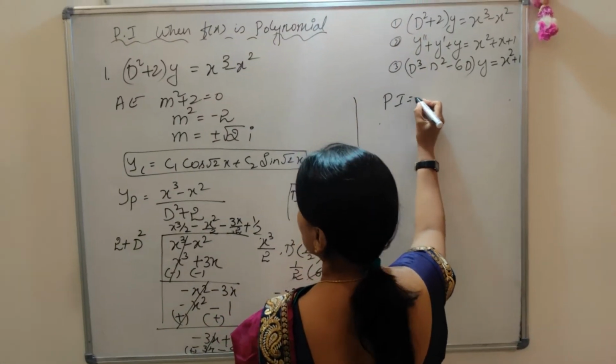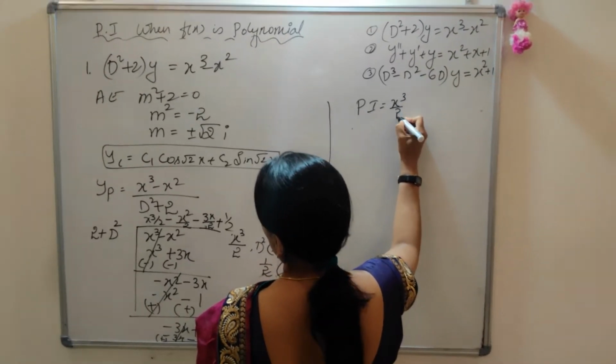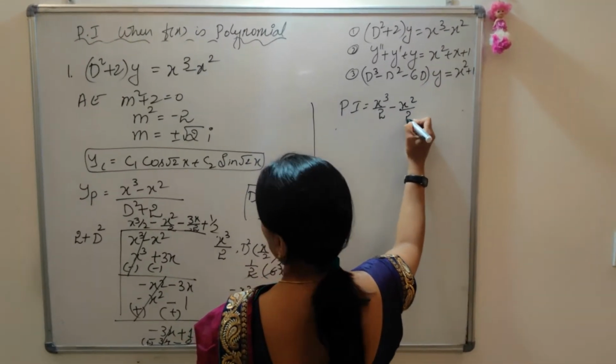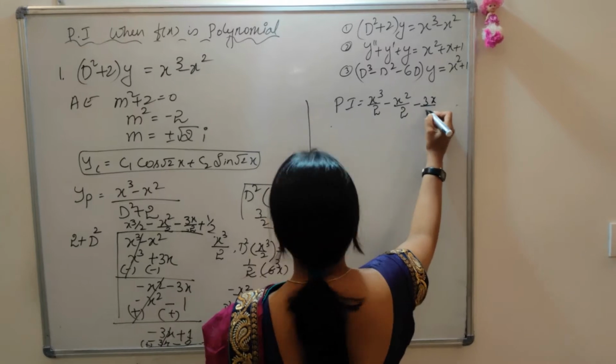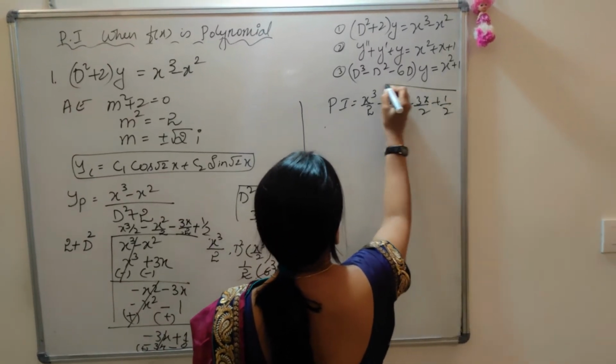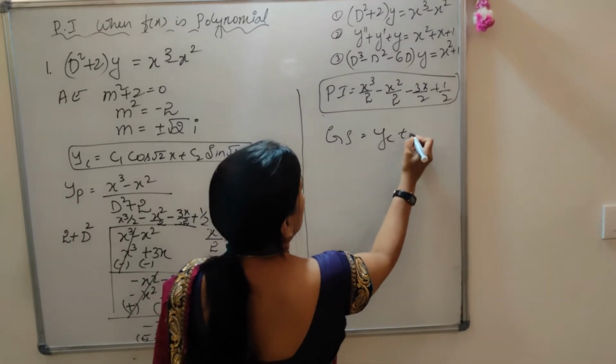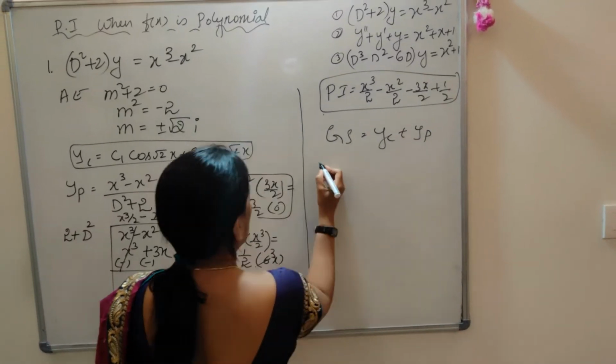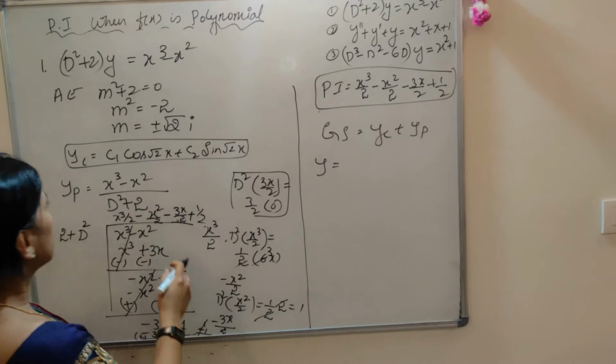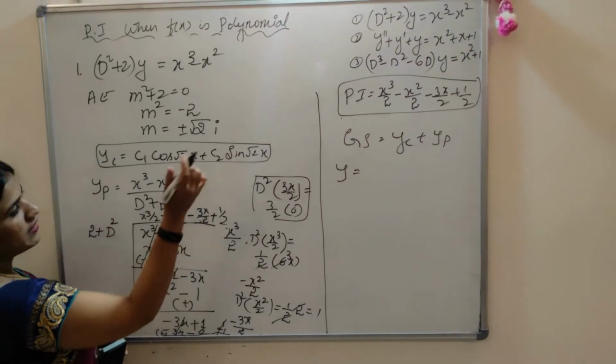So the solution is x cube by 2 minus x square by 2 minus 3x by 2 plus 1 by 2. So the general solution is yc plus yp. So y is equal to adding these two solutions, yc and yp.